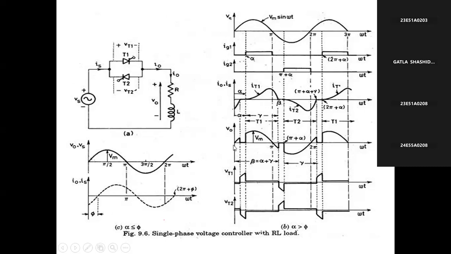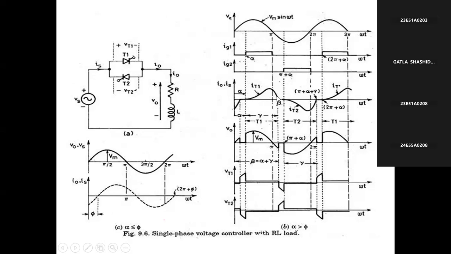And thyristor voltage, see here, at alpha I am giving the firing pulse. Otherwise we take pi plus alpha. From beta to pi plus alpha, voltage across thyristor T1 is negative and T2 is positive. So we are getting the thyristor voltage like this, during the positive cycle from this beta to pi plus alpha.